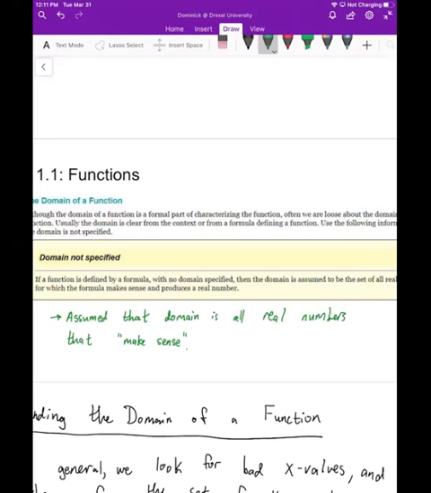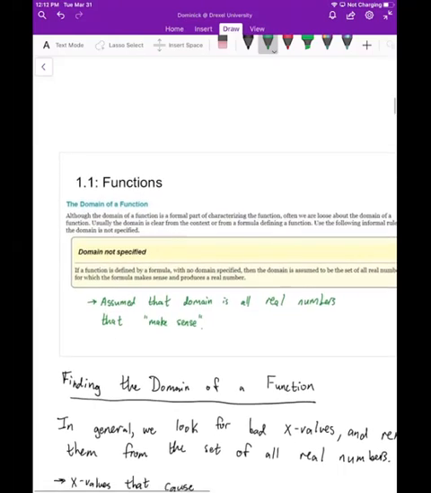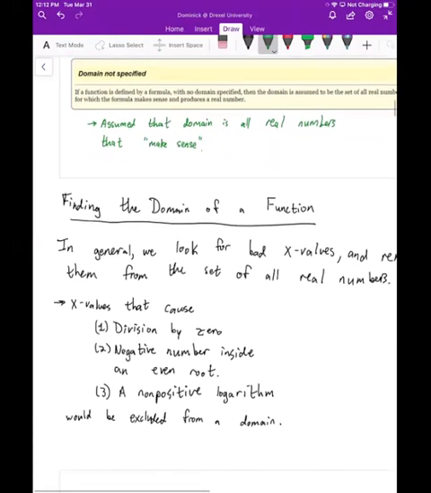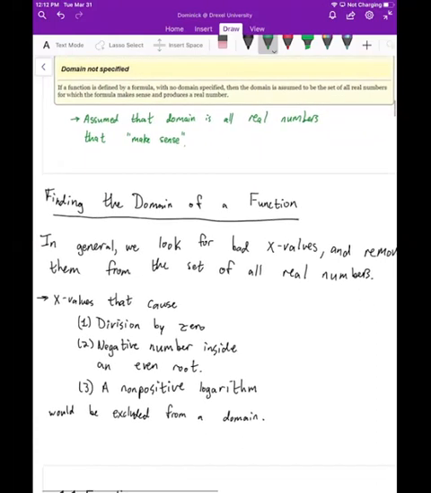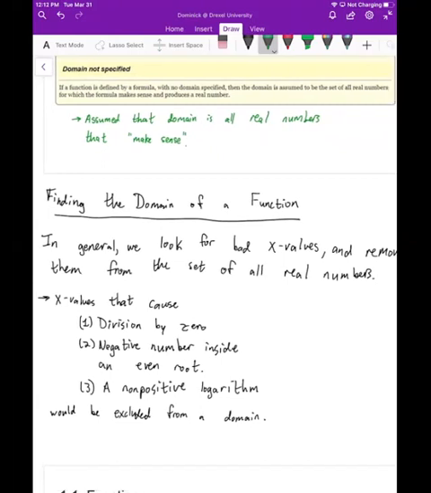Now, what do I mean by numbers that make sense? I generally mean where you don't have any bad x values, right? So in general, when you're looking for the domain of a function, what you need to do is essentially find those bad x values and then remove them from the set of all real numbers, right? So what are some examples of bad x values? Well, the most common is an x value that would cause division by 0, all right? So you would want to rule any of those x values out.